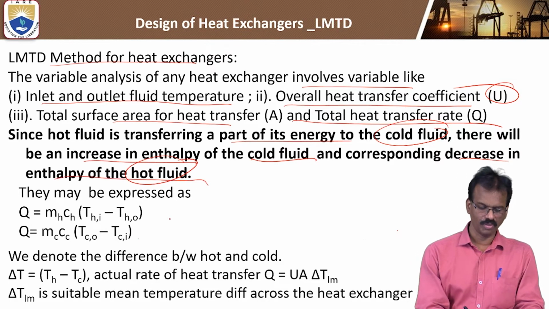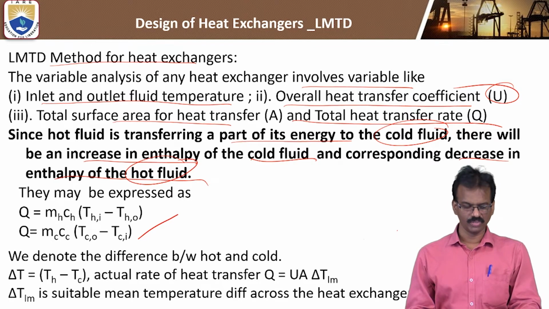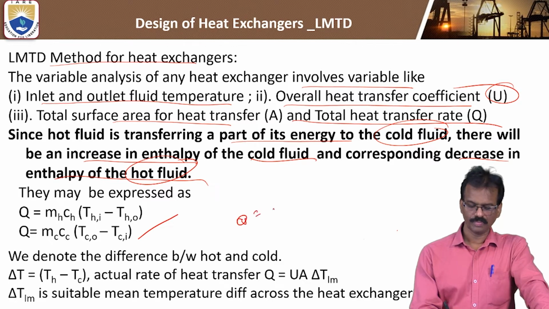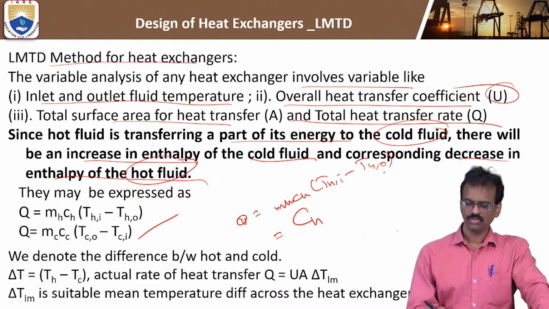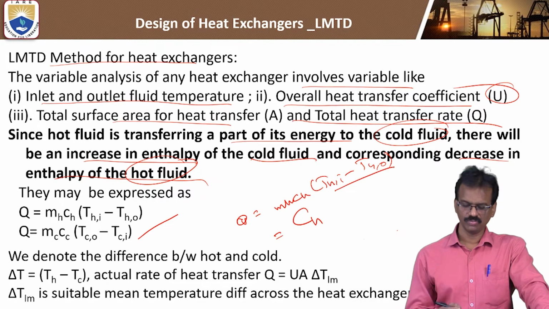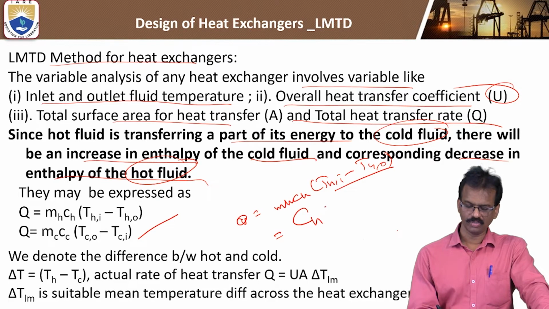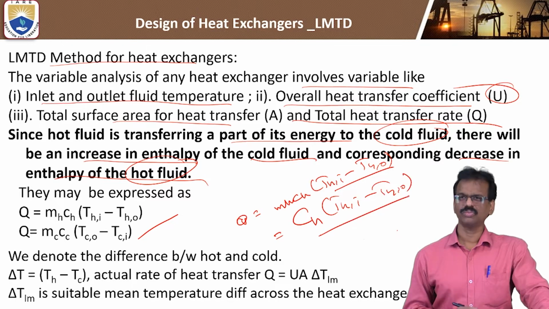Based upon this, these are the formulas. You know that these are the energy equations according to thermodynamics. Q is equal to m_h C_h, the mass flow rate of the hot fluid and the specific heat, so capital C_h, into the hot fluid inlet minus the hot fluid outlet, that is, the hot fluid temperature difference. Otherwise you can write it like this: capital C_h into (T_hi minus T_ho). So these are the energy equations.